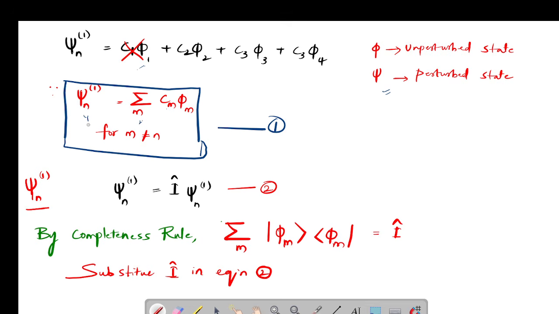Okay, from 2, so m is not equal to n. Okay, m is not equal to n and n is not equal to m. We need to understand that. So this is the Rayleigh-Ritz method.